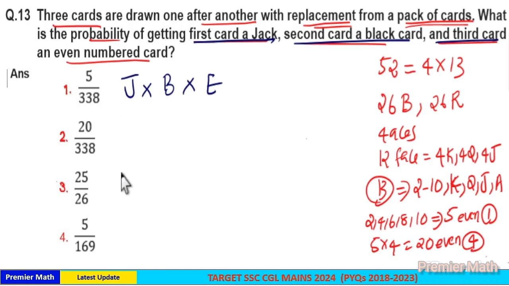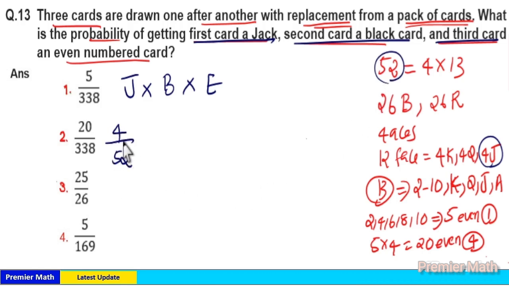So getting a jack, there are 4 jacks in 52 cards. So 4 out of 52 is getting 1 jack from these 52 cards. Now replacement is possible. That is, when you get a card, you put it back. After getting this card, you are putting it back. So the remaining cards are 52.